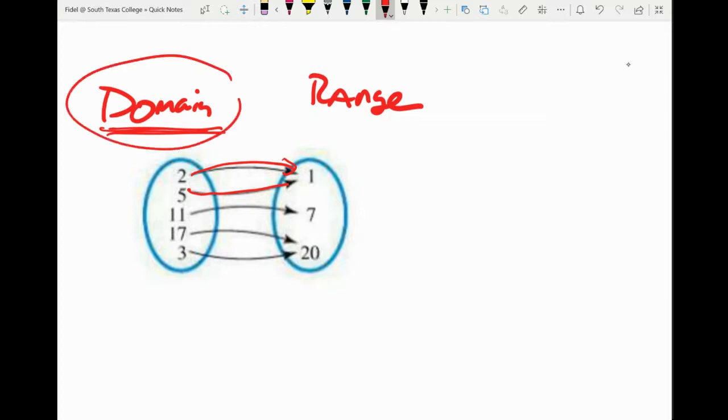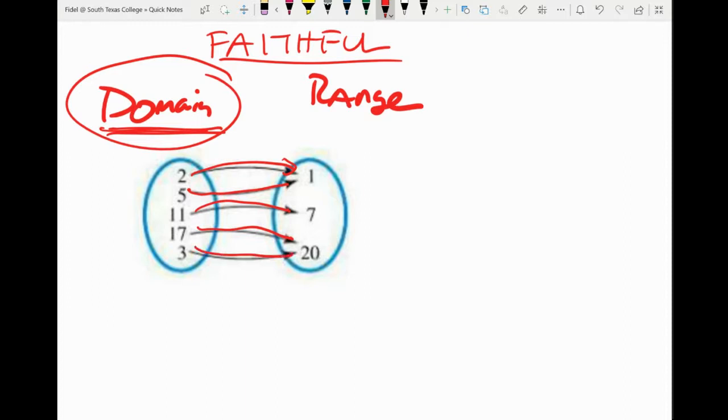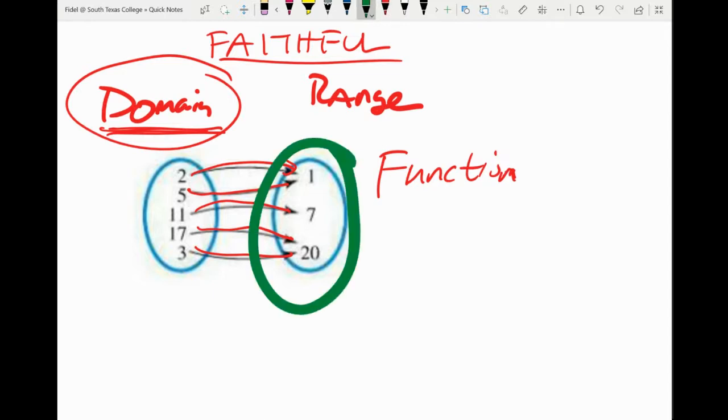These people here have to be faithful, okay? What about 11? Is 11 cheating? Anybody know? No, right? What about 17? 17 cheat? Nope. What about 3? Does 3 cheat? No. This here is a function. Okay, now you might say, well, what about all these people? There's a bunch of cheaters here. In order for it to be a function, that part is not all that important right now.